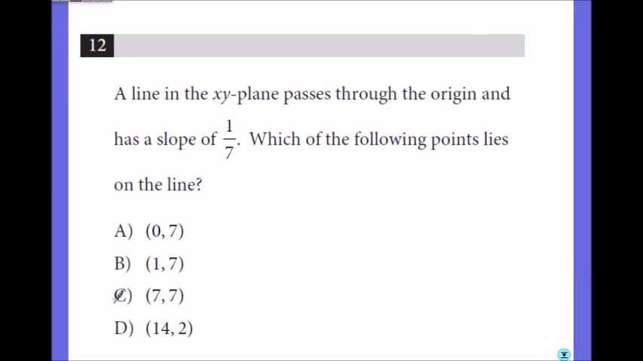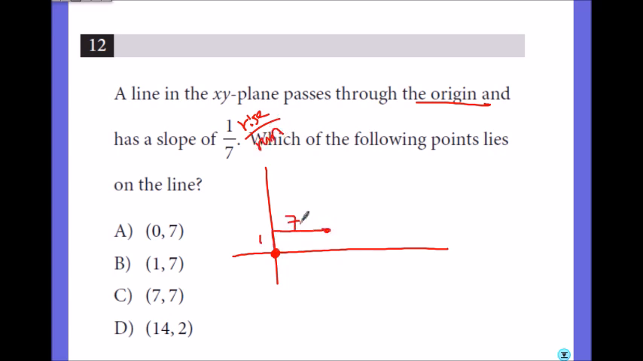12. A line in the xy plane passes through the origin. So it's a line, so it goes through the origin, 0, 0. And the slope is 1/7, which is rise over run, right? Remember that? So it's rise over run. So 1 and 7. But remember, it's x comma y. So it's 7 comma 1. Do you have 7 comma 1? No. Let's try the next one.